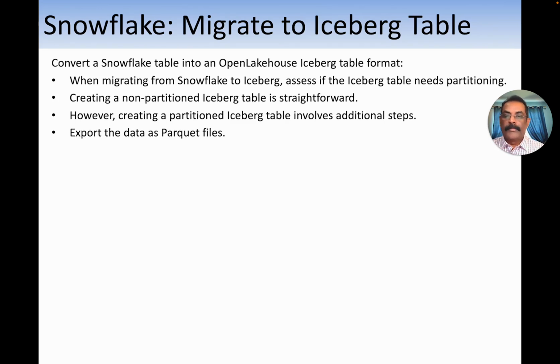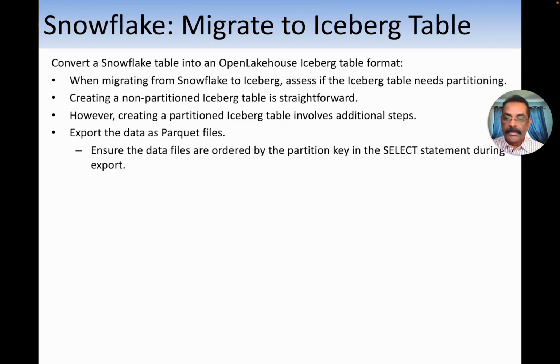So first, export the data as Parquet files. Ensure that while you are exporting, you are using the Snowflake engine, right? And then make sure the data files are co-located. So do an order by using your partition key in your select statement. That way your rewrites will be faster, and then we have better performance. So always remember, when you are exporting Parquet files, use order by. And if you are planning on partitioning, look at your partition keys.